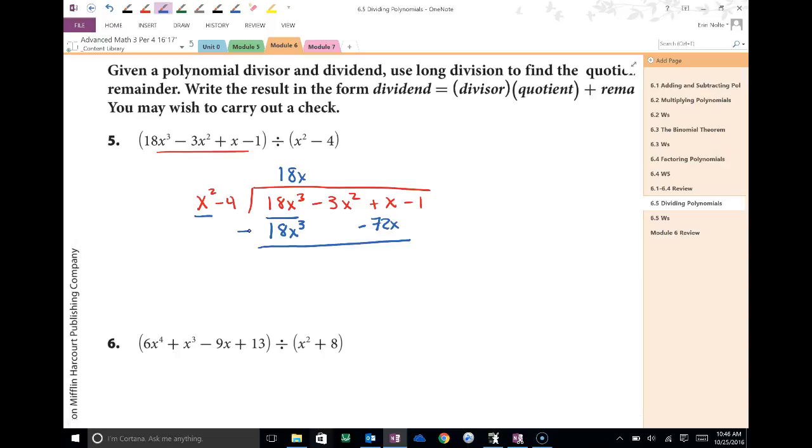Okay, so what is 18x cubed minus 18x cubed? 0. And it should always be 0, right? Because that's the whole point of how we came up with the number in the front. What's negative 3x squared minus nothing? Negative 3x squared.